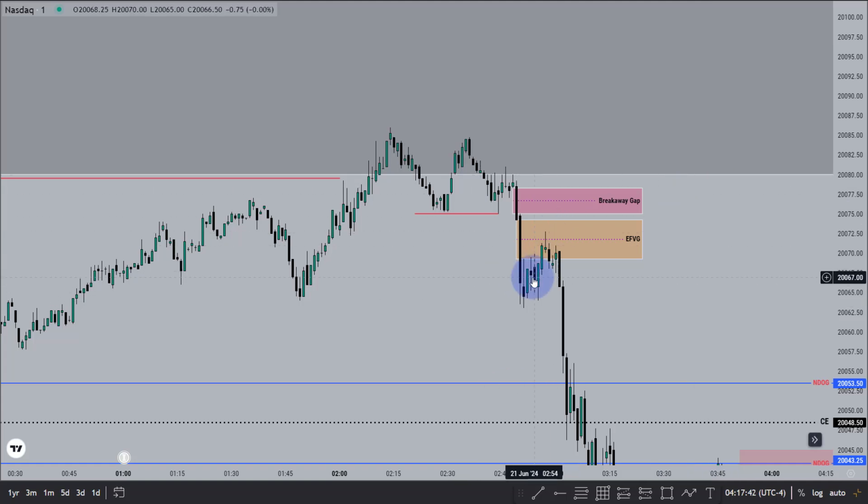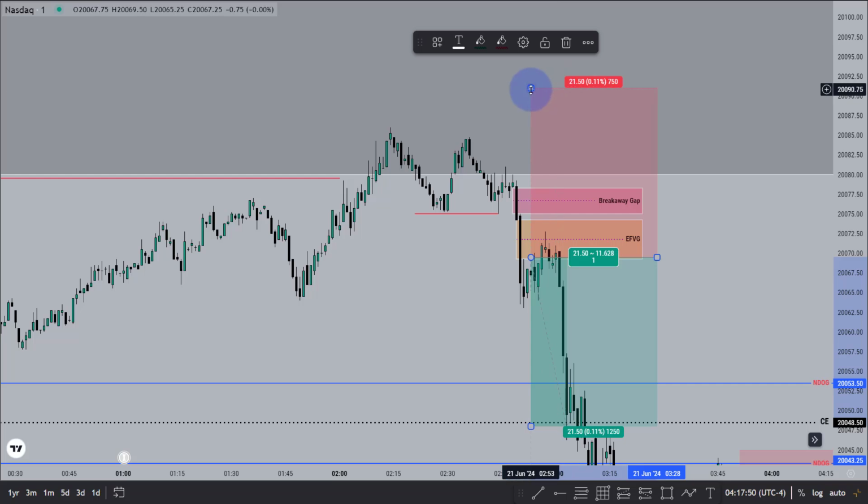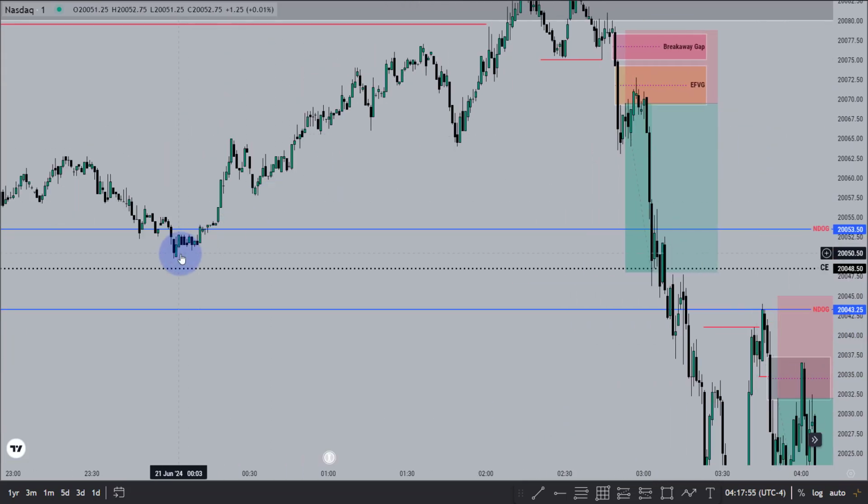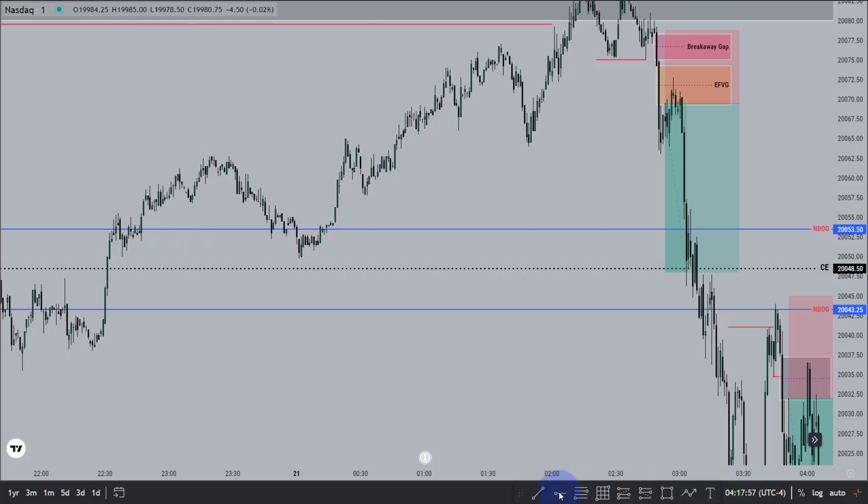Well, is that an immediate reaction? How many candles does it take to tap this entry fair value gap? 1, 2. Where should be your entry? Here. Where should be your stop loss? Just above the breakaway gap. Where should be your target? This relatively equal lows from 1 minute chart.